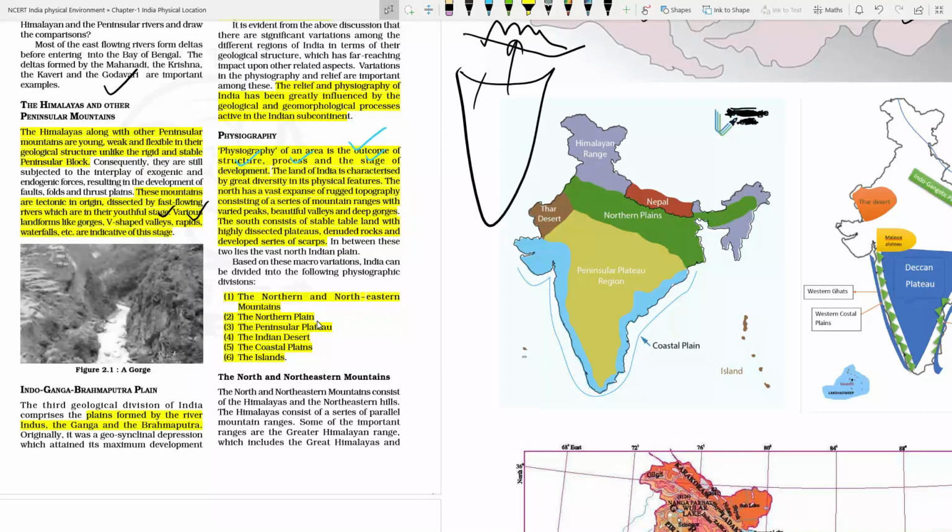Like any structure is the factor, means any landform is having the components of structure, process and stage. The first thing is that of which structure it has been formed, whether it is having more iron, whether it is having more aluminum, or whether it is having more silica. So if the structure is strong, the landform will resist being eroded. If the structure is weak, the erosion will be quite easier.